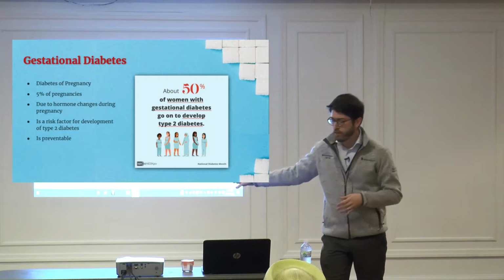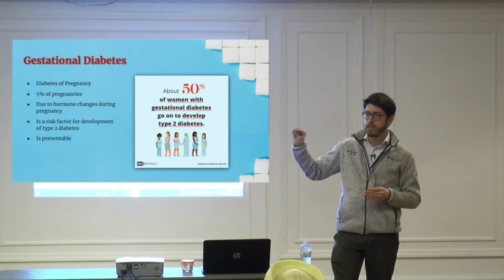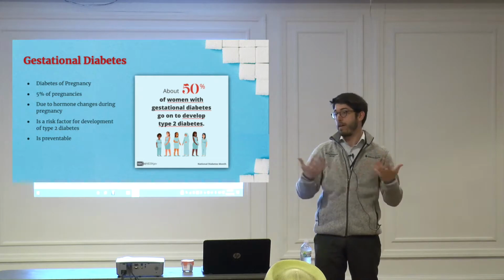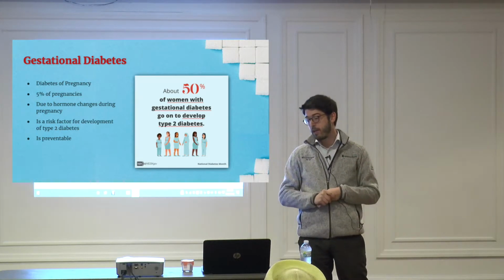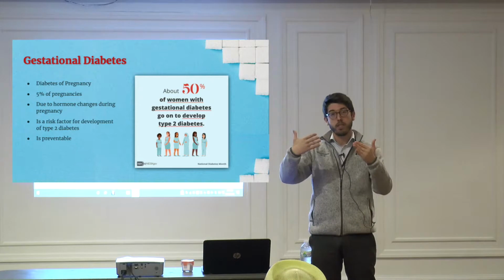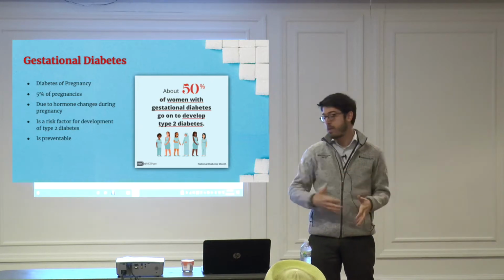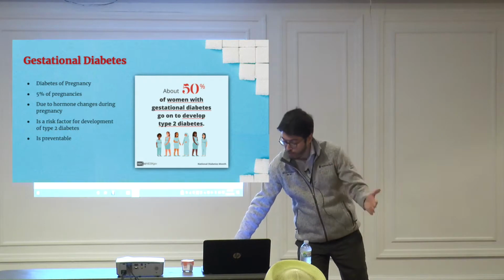So briefly, there's another kind of diabetes called gestational diabetes. I won't spend much time on this, but basically pregnancy can cause diabetes, and it can put you at higher risk. A person who's had gestational diabetes or diabetes of pregnancy is at higher risk to develop type 2 diabetes later.